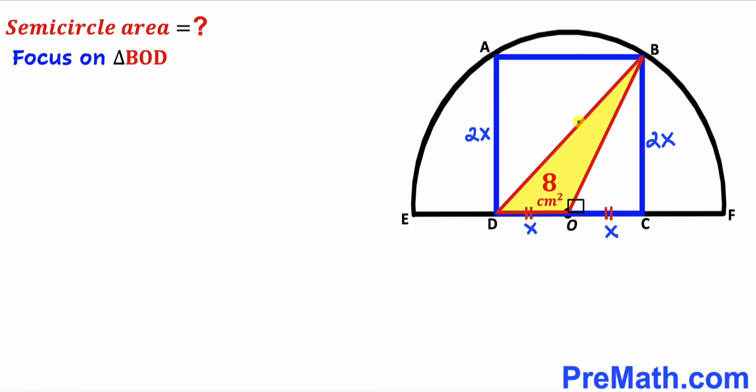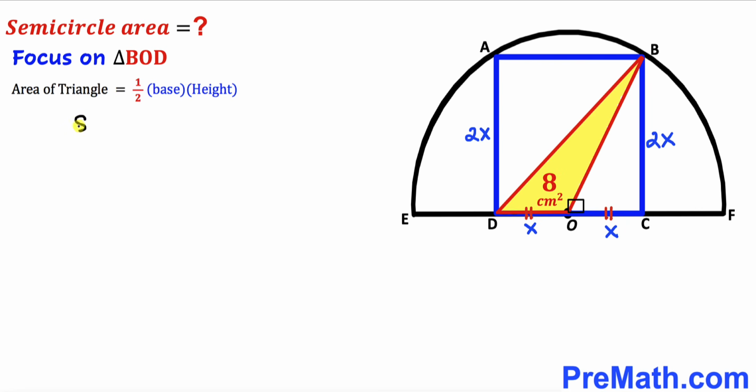And now let's focus on this yellow shaded red triangle BOD, whose area has been given to us as 8 centimeter square. And now let's recall the area of a triangle formula. Area is always equal to a half times base times the height of the triangle. And now we can see the base of this yellow shaded triangle is X, whereas the height of this triangle is 2 times X. And the area is 8 centimeter square. Let's go ahead and fill in the blanks in this formula.